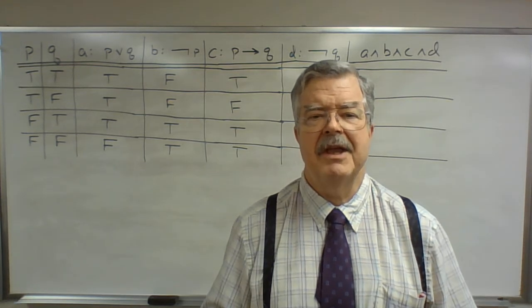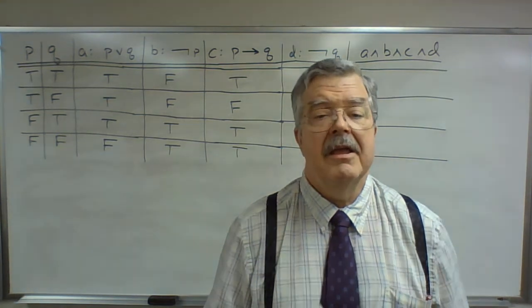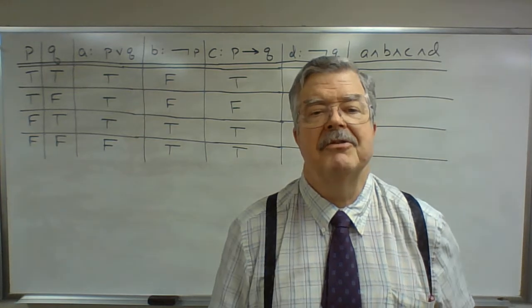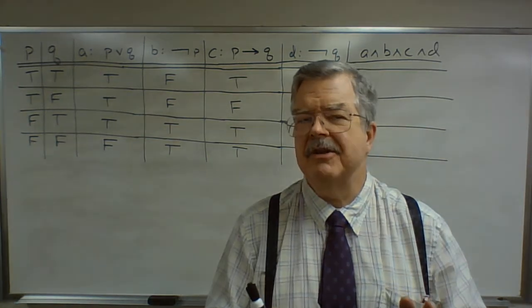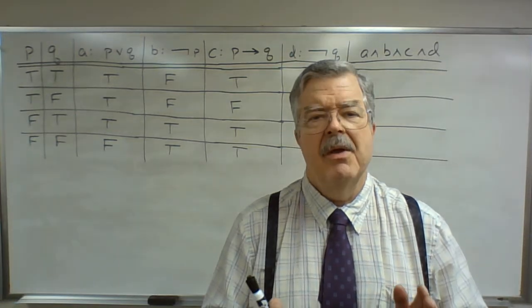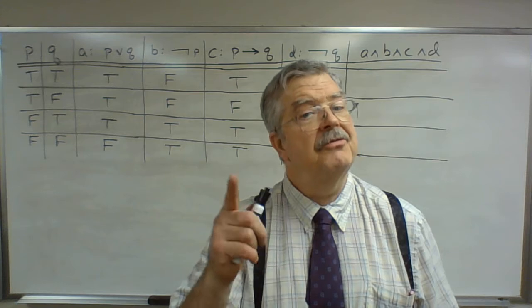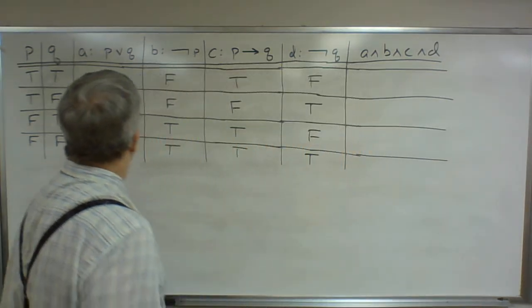The special case for a conjunction is that it's only true when all of the statements that make it up are true. An and statement, a conjunction, is only true when all of the statements that make it up are true. So is there ever a case when they're all true? That's what we need to look at.